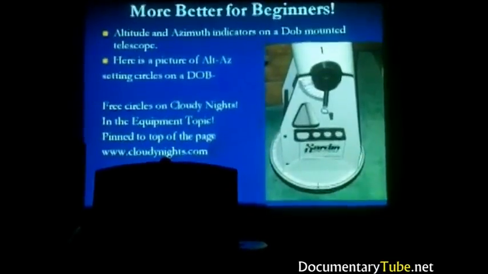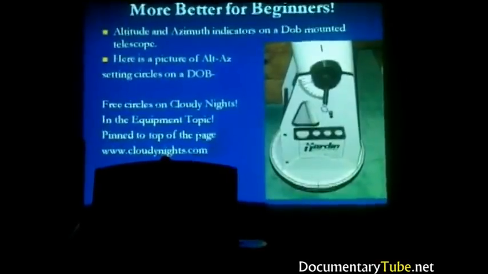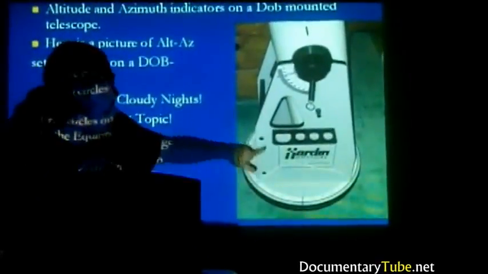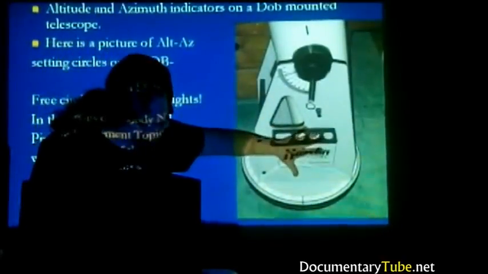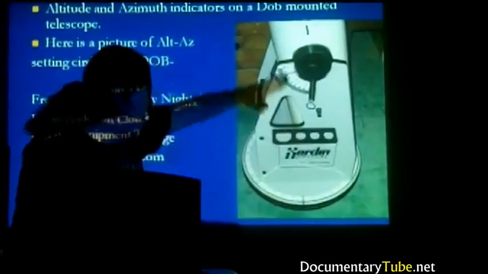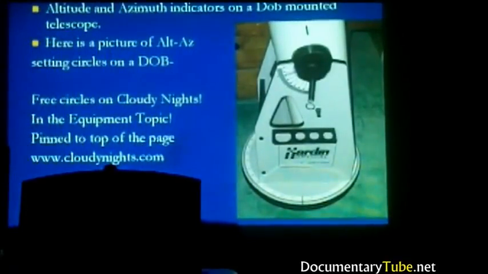I downloaded the setting circle, went to FedEx Kinko's, printed it off, had it laminated, and all I had to do was take the rocker panel off of the base, set my setting circle down, and then reattach the base. Obviously, I had to poke holes through the laminated paper, but it was very easy to do. But once you do that, you still have to align 0 to north. Yes, you do.